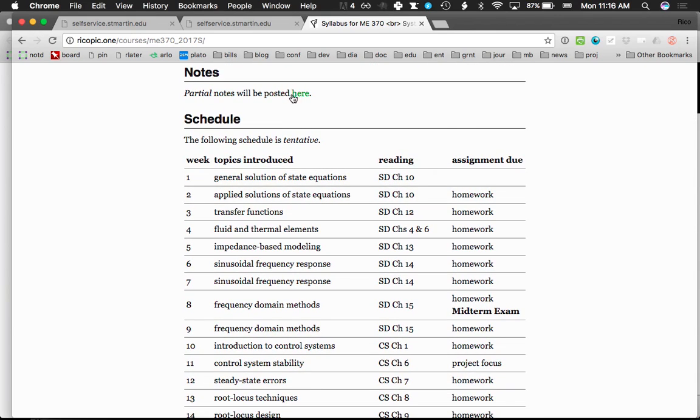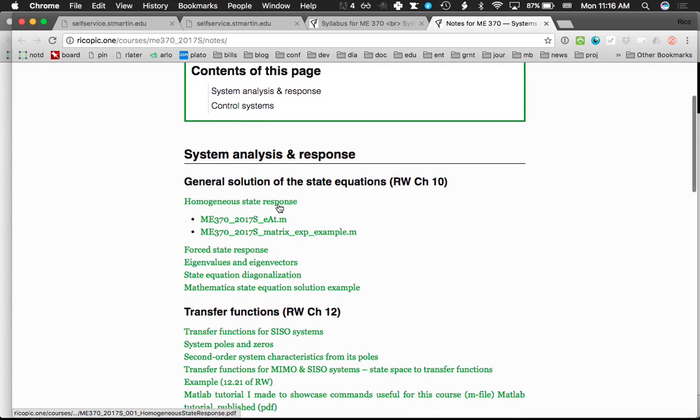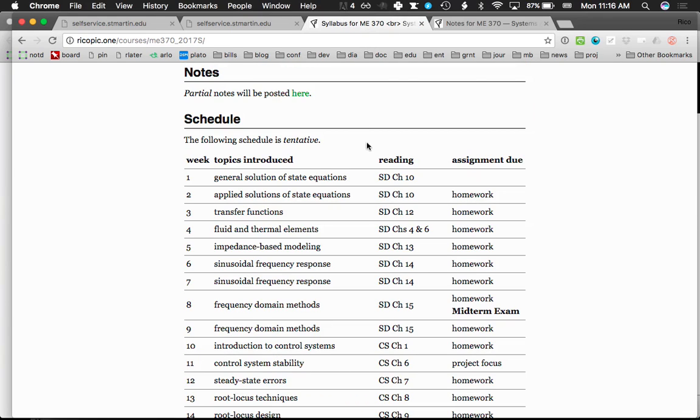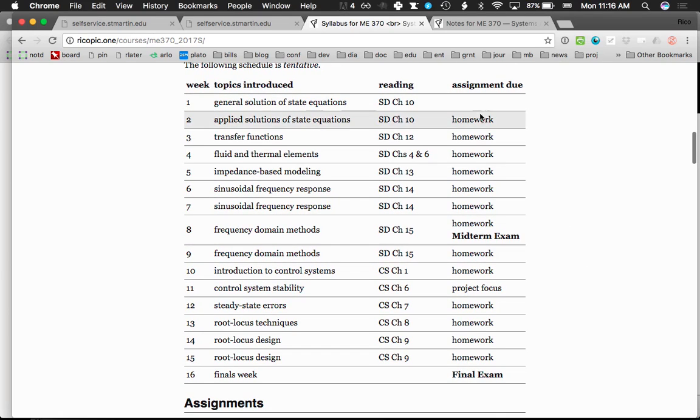Notes are here. You all know about that. Print them off before you come to class, hopefully, so you can fill them in. We are going to start in homogeneous state response today because we're that good. There's no assignment due this week, but by golly, there's one due every week thereafter. So it's going to be great.